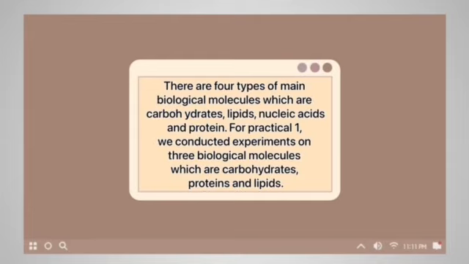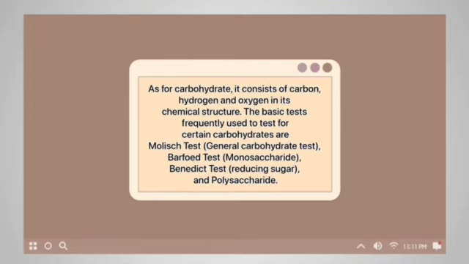There are 4 main types of biological molecules, which are carbohydrates, lipids, nucleic acids, and proteins. For practical one, we conduct experiments on 3 biological molecules, which are carbohydrates, proteins, and lipids. Carbohydrates consist of carbon, hydrogen, and oxygen in their chemical structure.